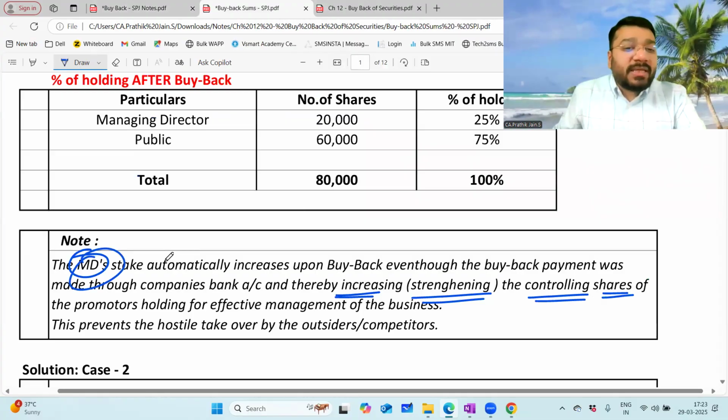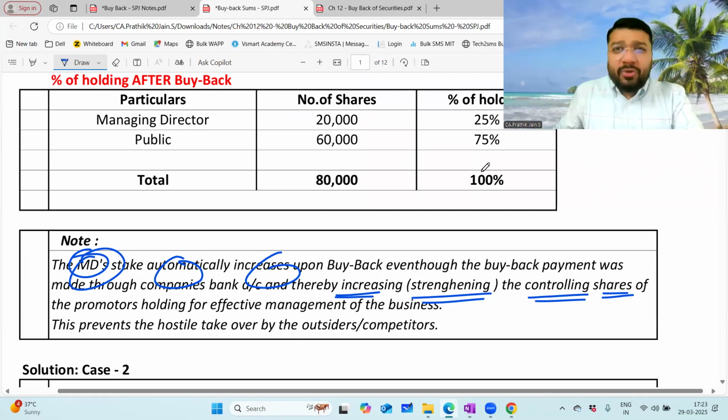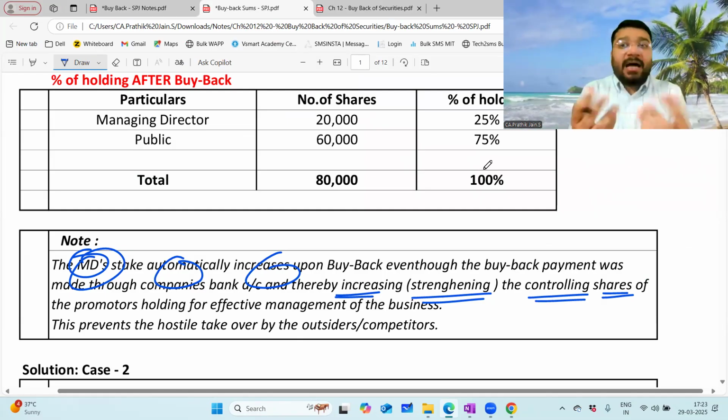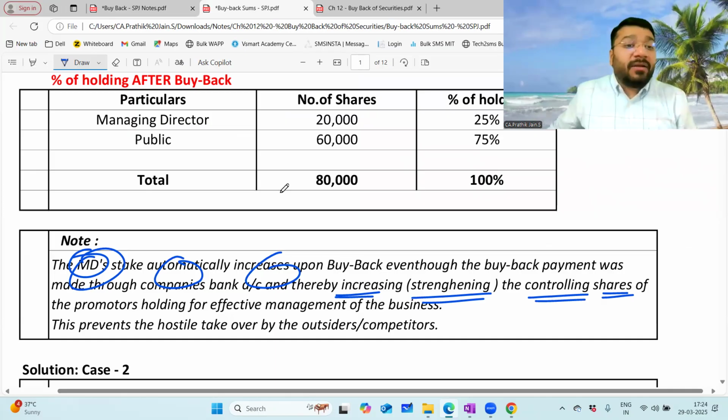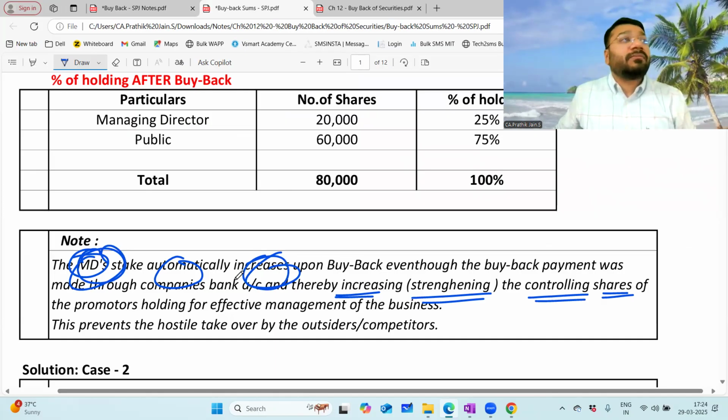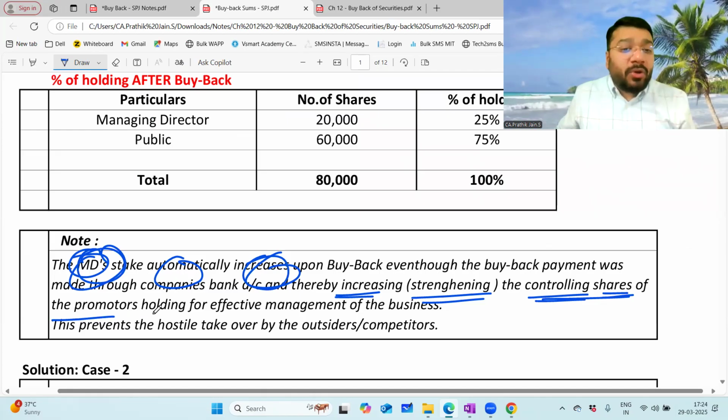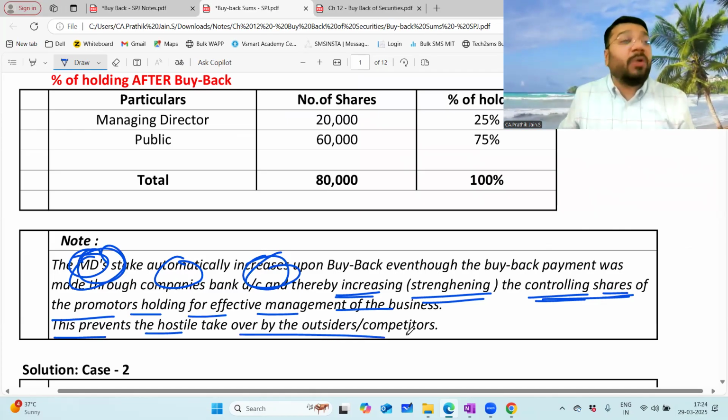So here the promoter has increased the stake in the company from 20% to 25%. 20 to 25 is not very significant. Here, for example purposes, I took it. But here the promoter has increased his controlling shares by the buyback through the company. The controlling shares of the promoter holdings are for effective management of the business. This prevents the hostile takeover by outsiders. Correct? No? What is the meaning of hostile takeover?